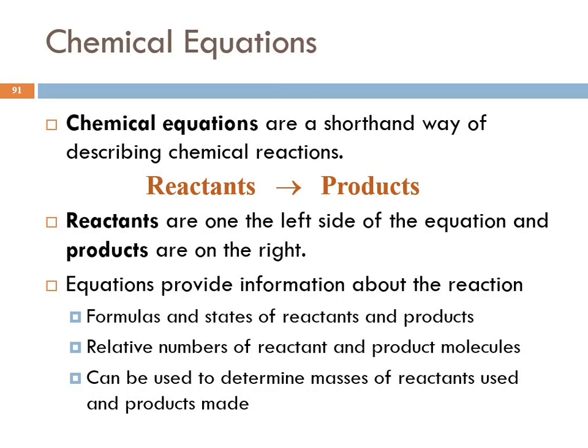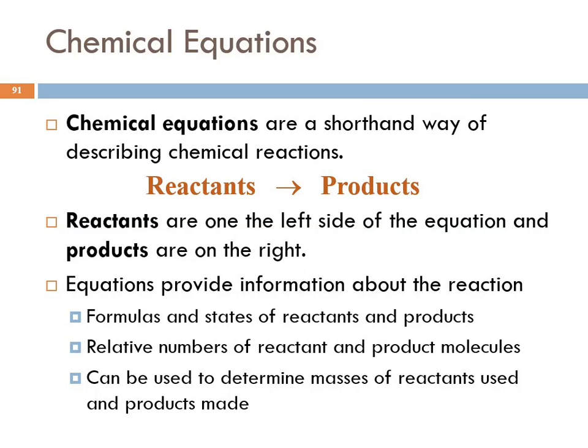We use chemical equations to describe what's happening in a chemical reaction. In a real simple chemical equation, we have the reactants and an arrow that points to the products. So the reactants are always on the left side with an arrow pointing to the products on the right side. One way to remember this is the reactants react to produce the products.